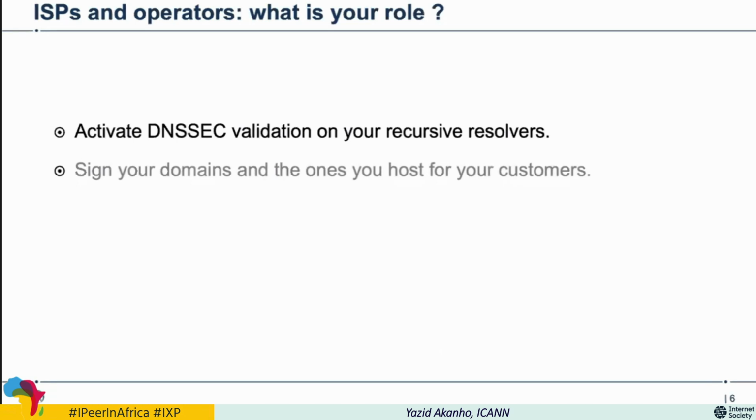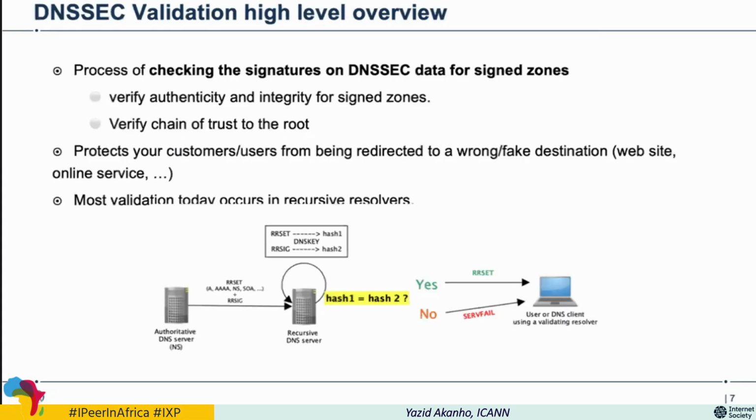And for ISPs, internet service providers, or mobile service operators, what's their role in this whole safe internet space? Well, their role is to activate this validation on the recursive resolvers, so that anytime there's a DNS inquiry, it goes to retrieve it and runs the validation to see if it matches up. So the more signed domains we have, the more validations we can run. But you also need to have a resolver that has been configured to run the validation process.